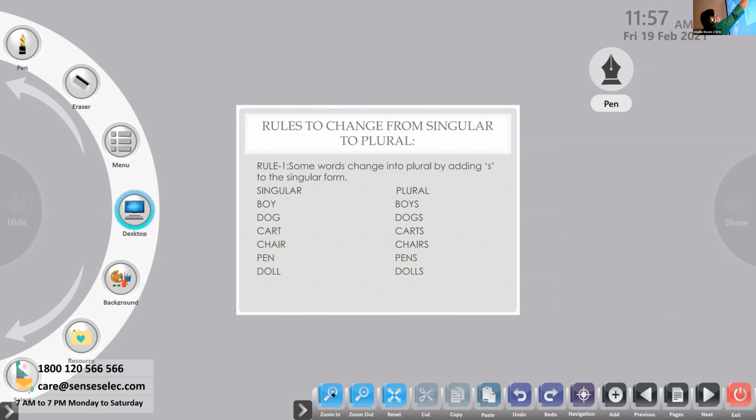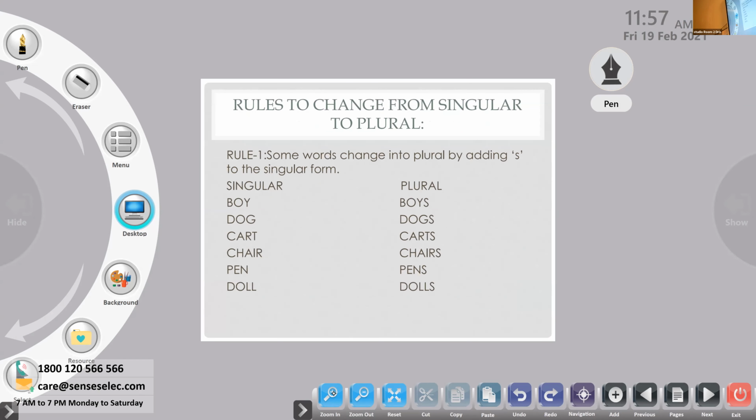When we change from singular into plural, we have to follow certain rules. We can't write it as singular. A noun can be singular or plural. If it is one, we call it singular. If it is more than one, we call it plural. So when we change from singular into plural noun, children, we have certain rules to follow. Let's move on to the rules first.